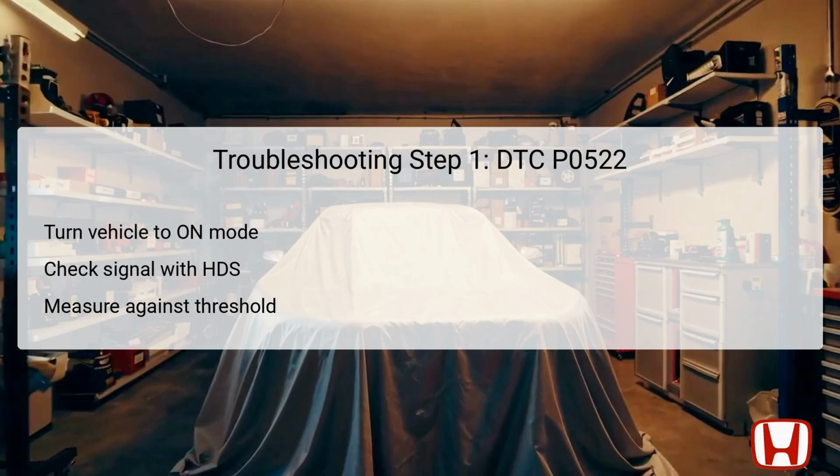In the first troubleshooting step for DTC P0522, ensure the vehicle is in the on mode. Use the Auto Diagnostics system, HDS, to check the current conditions of the rocker arm oil pressure sensor. The readings should be less than 0.18 volts. This voltage is crucial as it establishes the baseline for sensor operation.